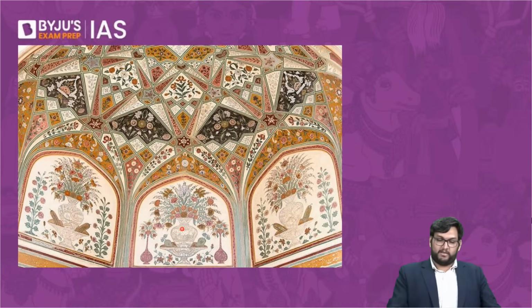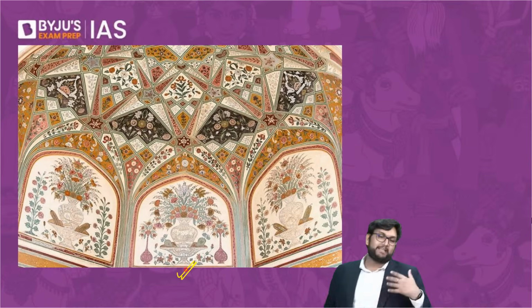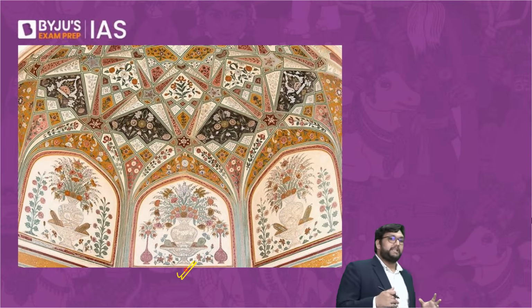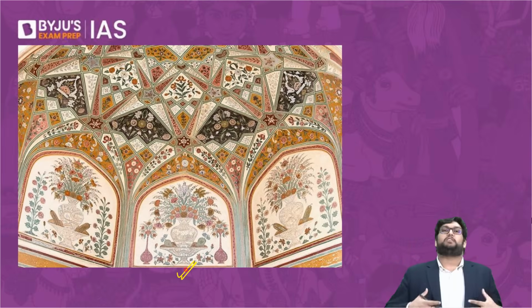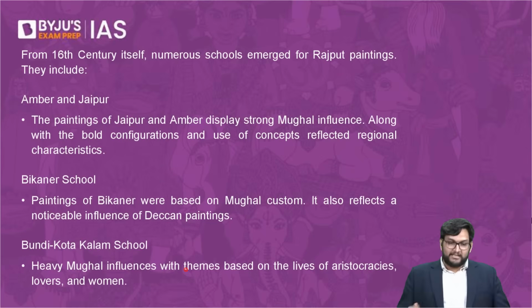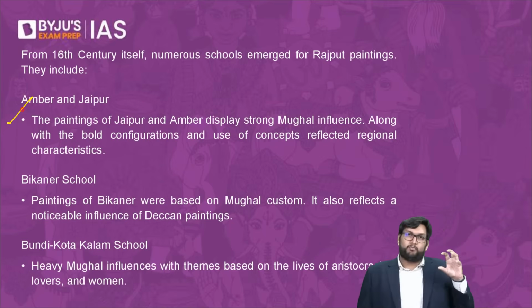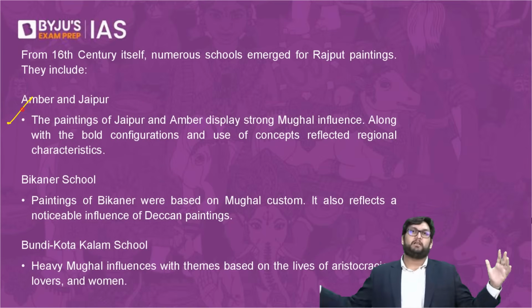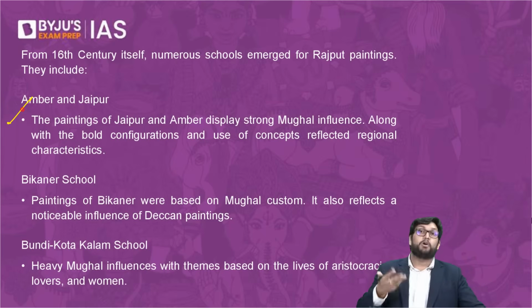Same way, they now had the idea of painting the corners of a fort with proper representation of plants and this beautiful form of calligraphy which they used to do in the forts itself. This comes from the Amber and Jaipur painting tradition, and this has bold configurations, meaning big configurations, very big paintings, but with strong what we call Mughal influence.